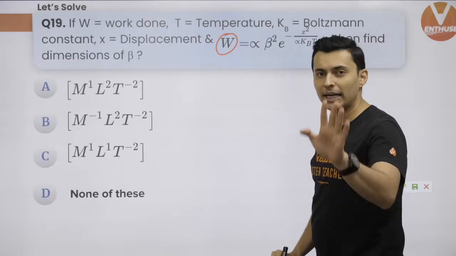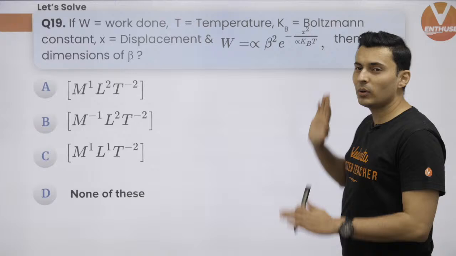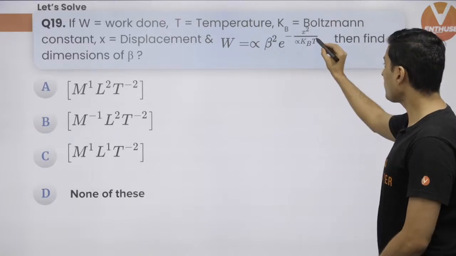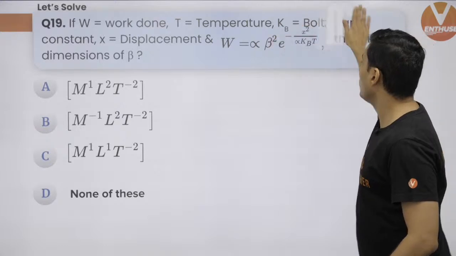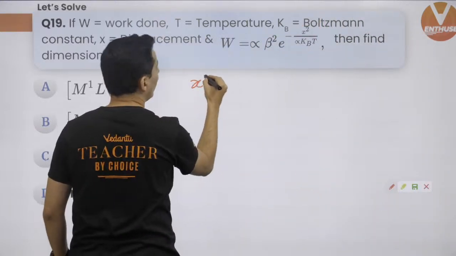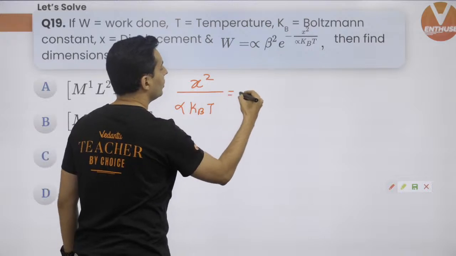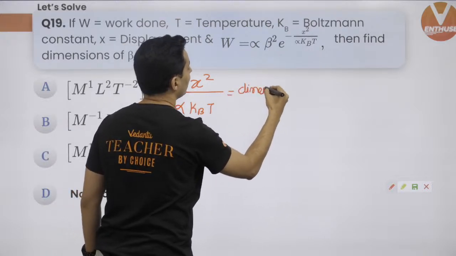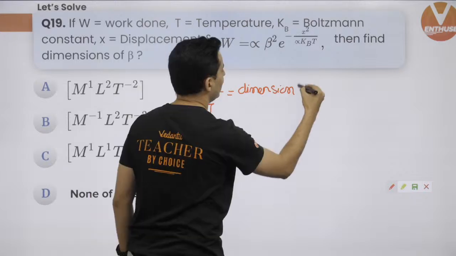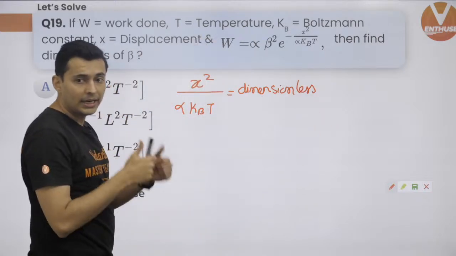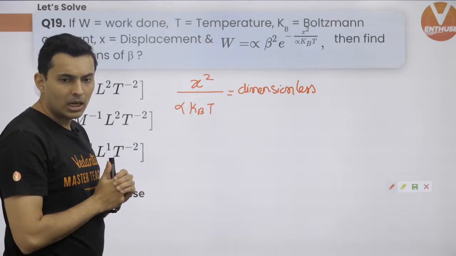It should be the total dimension of the work, because e raised to anything is always going to be dimensionless. Keep this in mind. Whatever is there here is also going to be dimensionless. So x square by alpha times kb into t is going to be a dimensionless entity. E raised to anything, that anything should be dimensionless. I hope this is clear.